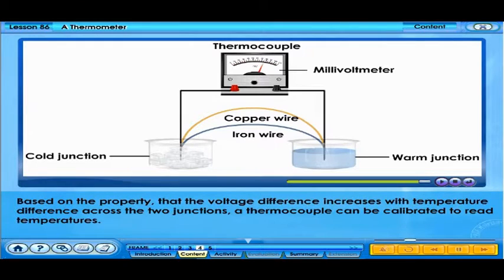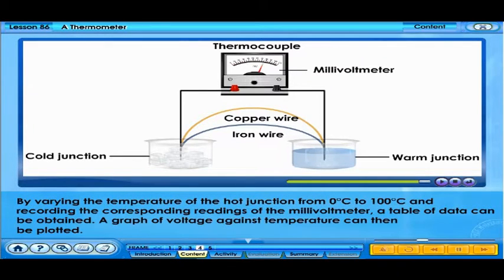Based on the property that the voltage difference increases with temperature difference across the two junctions, a thermocouple can be calibrated to read temperatures. By varying the temperature of the hot junction from 0 degrees Celsius to 100 degrees Celsius and recording the corresponding readings of the millivoltmeter, a table of data can be obtained. A graph of voltage against temperature can then be plotted.